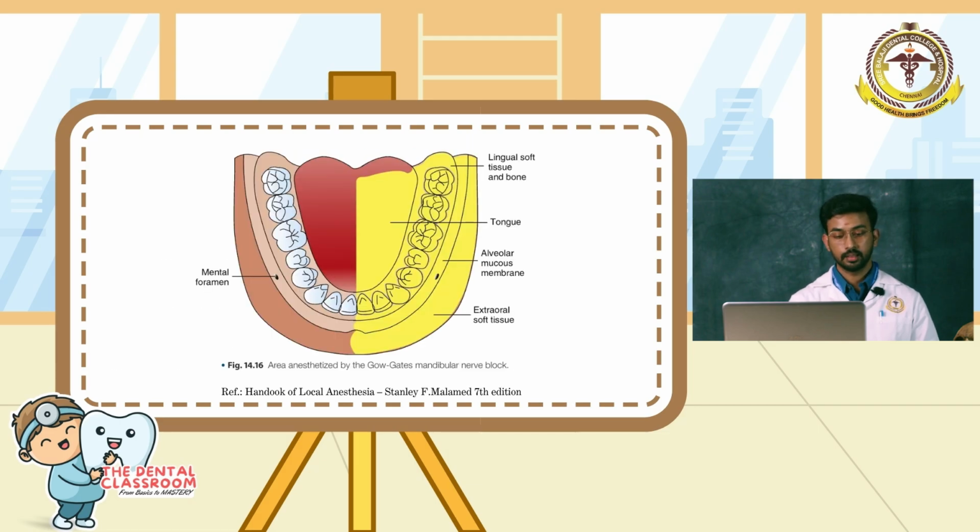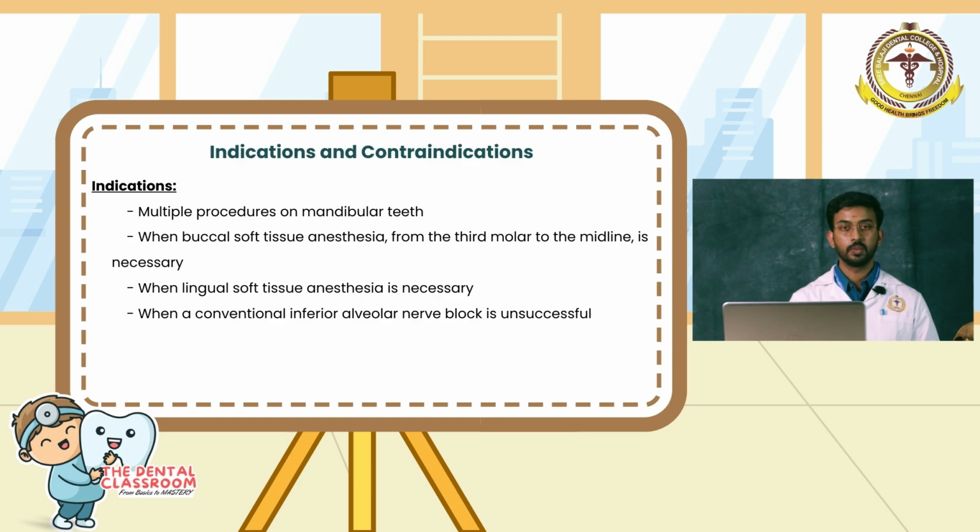As we can see in this picture, this is very important, the areas shaded with the yellow color depict the areas anesthetized after achieving our true mandibular nerve block, which is our Gow-Gates technique. Here you may also note that the areas innervated by our long buccal nerve are also anesthetized in the same technique.